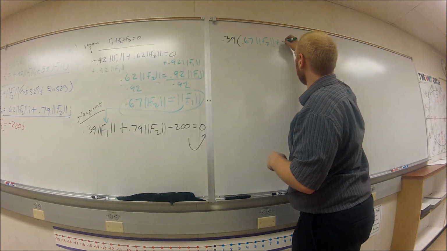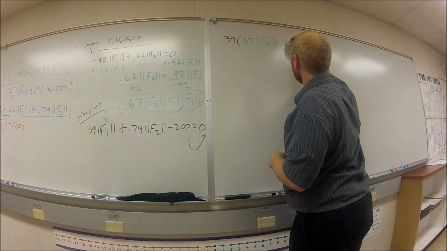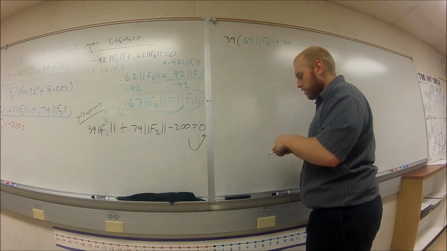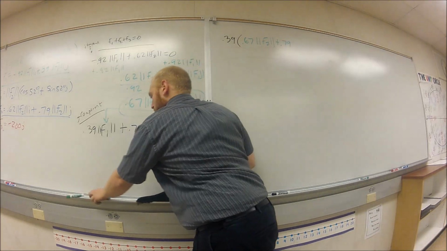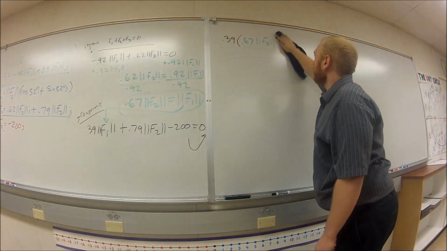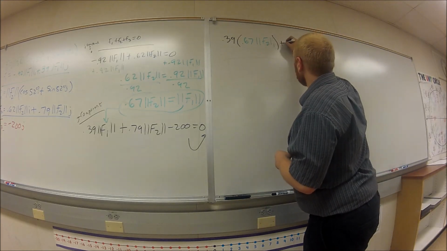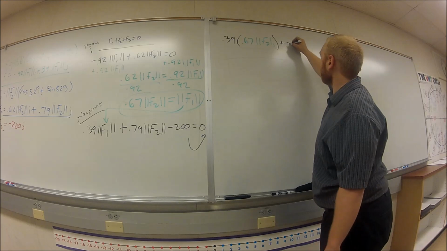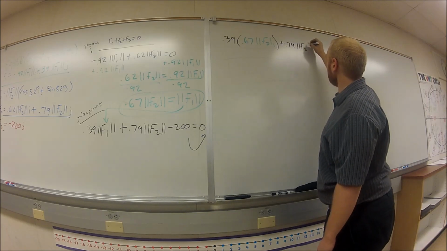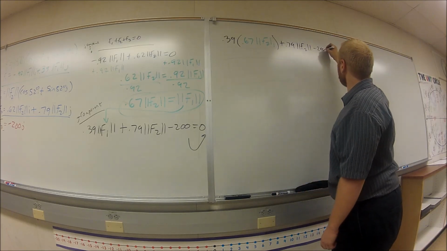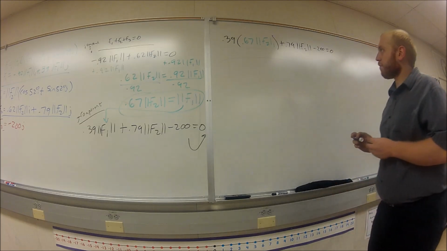Plus 0.79. Hold on one second. Let's move this all beautifully going. That's what I have vision. Plus 0.79 times the magnitude of F2 minus 200 has to equal 0.